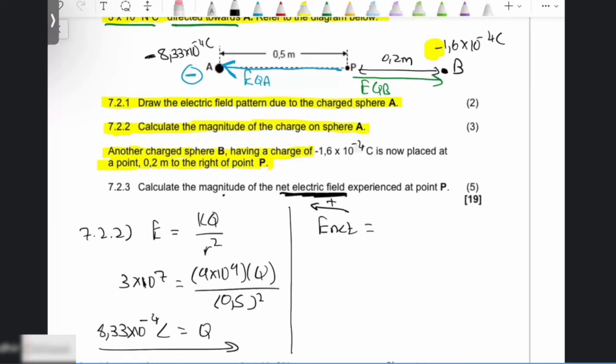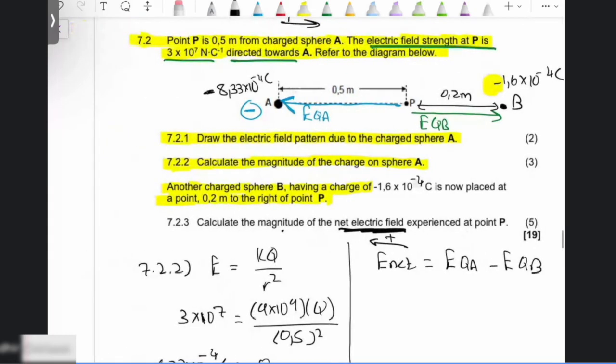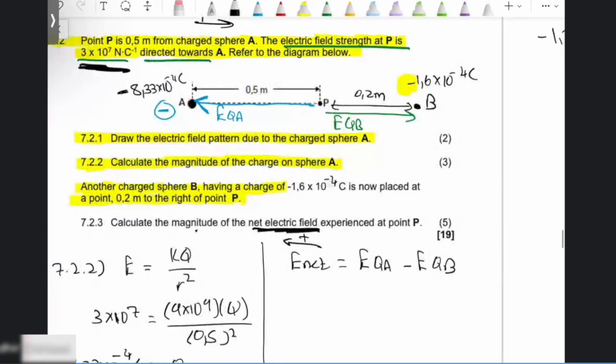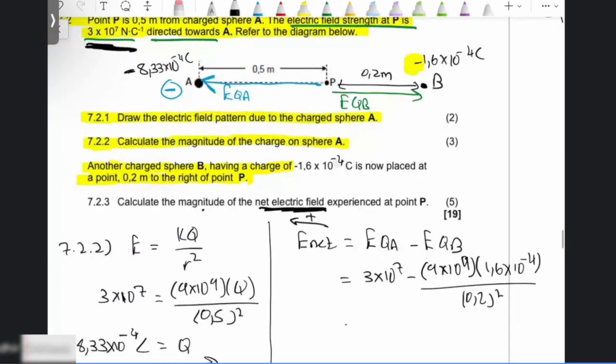If we chose going to the left here as positive, this is going to be E for QA minus E for QB. We know that E for QA, they've given it to us as 3 times 10 to the 7. So this is 3 times 10 to the 7 minus 9 times 10 to the 9, because this is K, times the QB, which is 1.6 times 10 to the minus 4, all over the distance of 0.2 squared. And we get our E net from there.